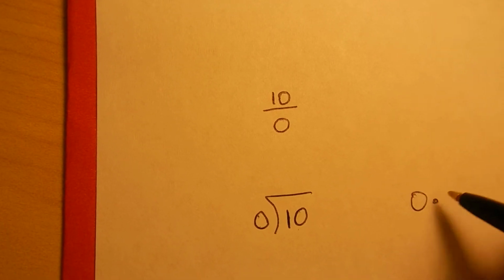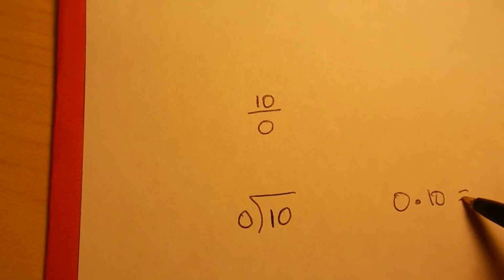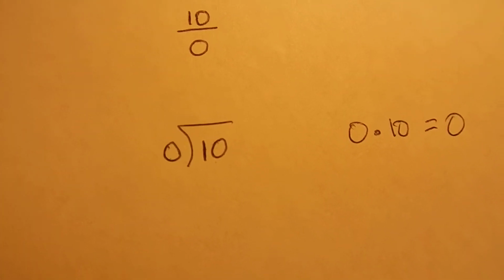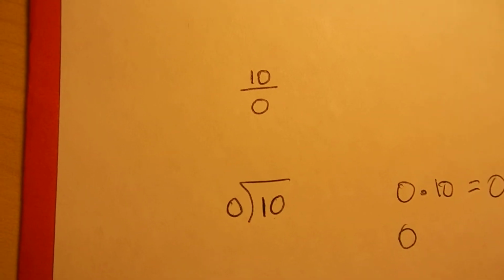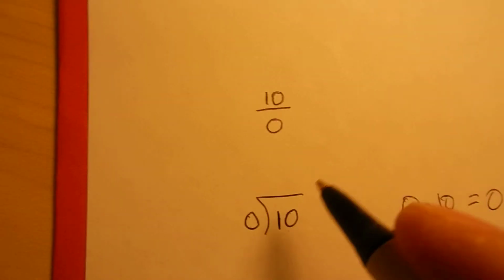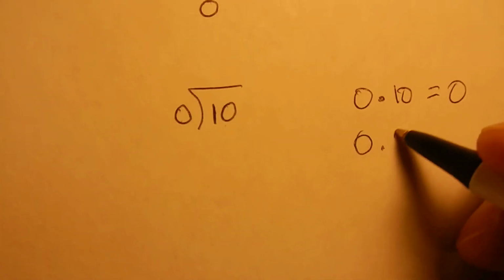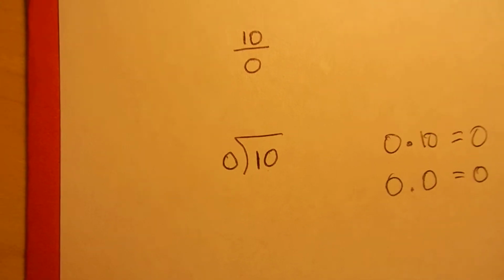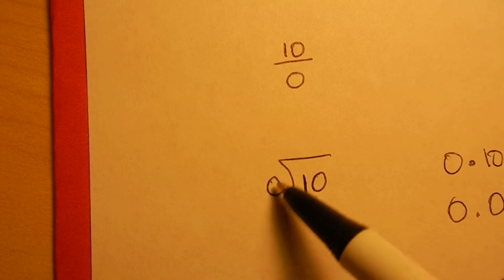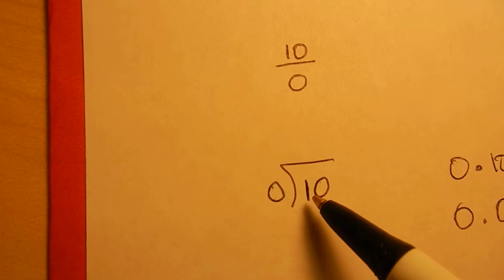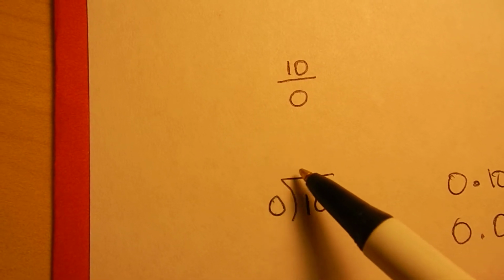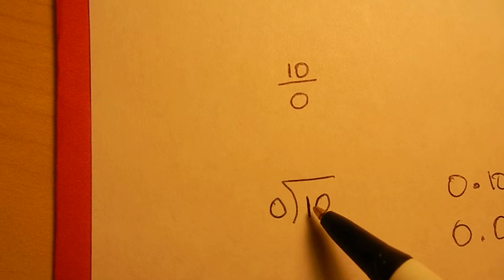Well, some students tend to think, well, 10 will do that. Well, 0 times 10 is not 10, it's actually 0. Some students may think 0 will do it. 0 times 0 is 10? Well, 0 times 0 is not 10, it's 0. So once again, 0 times what gives you 10? And hopefully you're thinking nothing, no number up here when multiplied with 0 will give me 10.